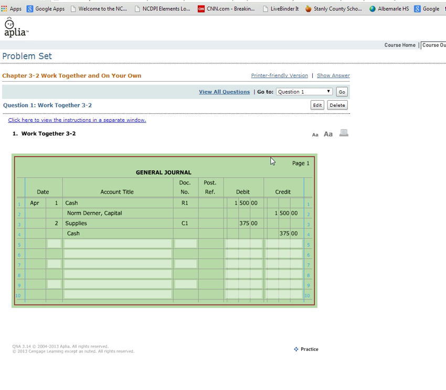Page 65, pay cash on account. On account means that we've reduced our liability, our accounts payable, and we've also reduced our cash. The steps for that are on page 65.